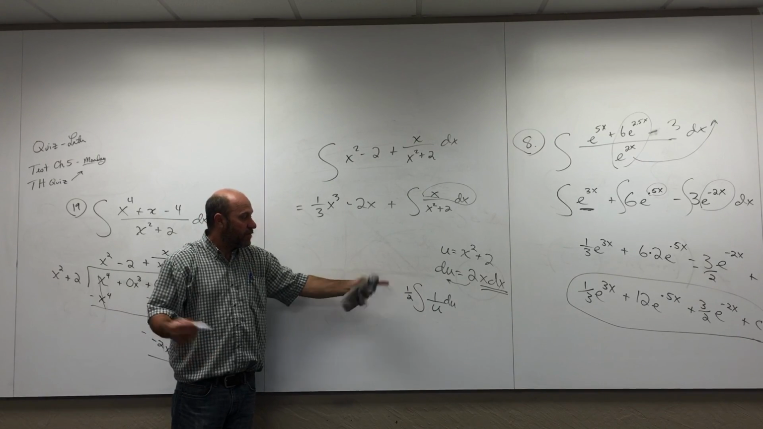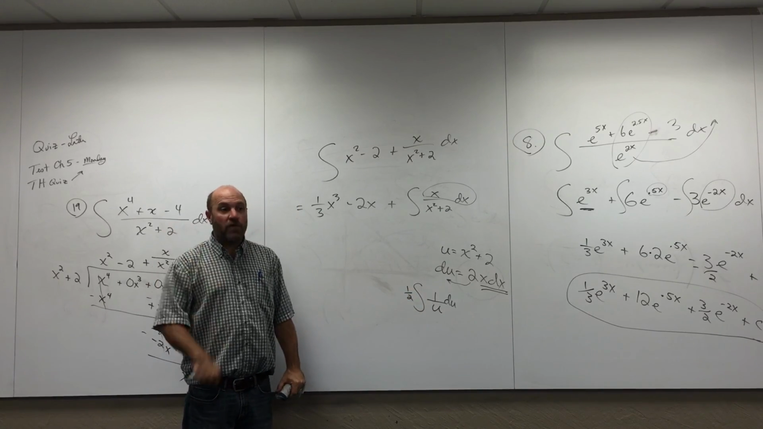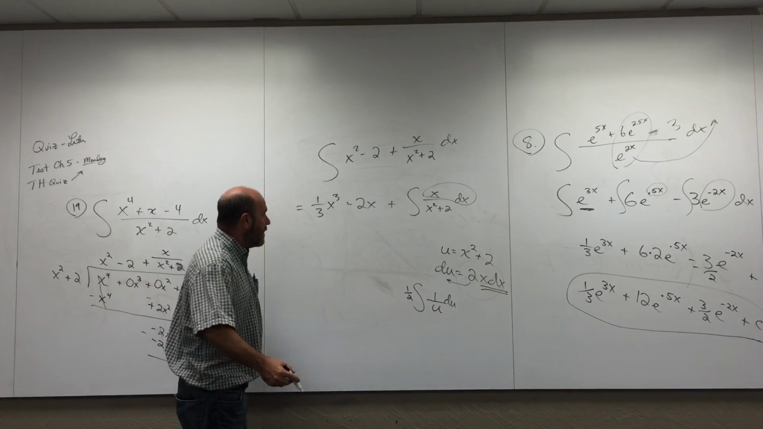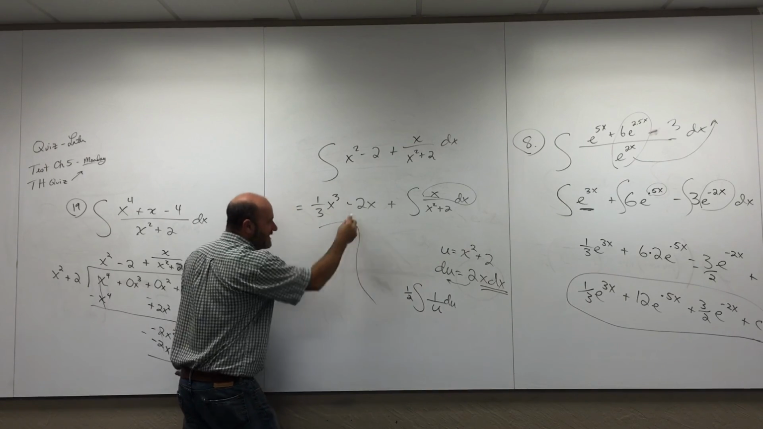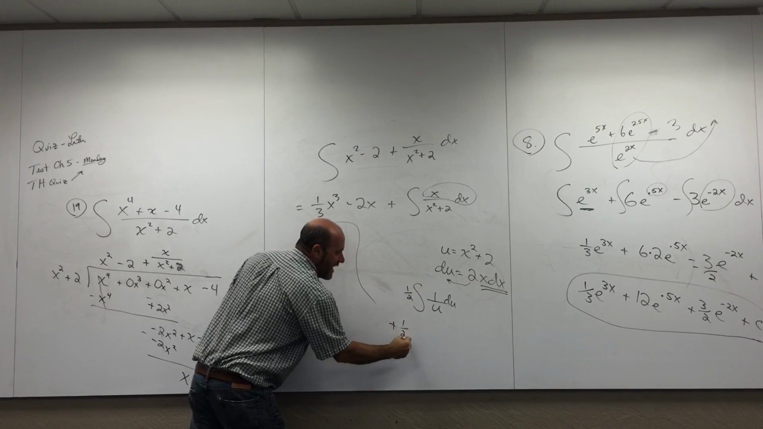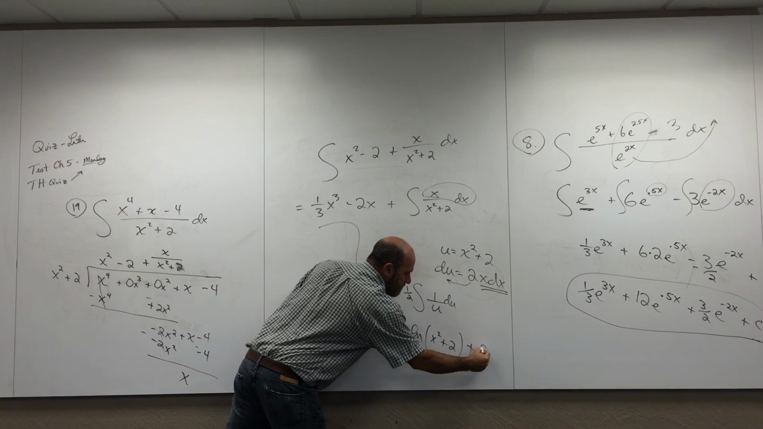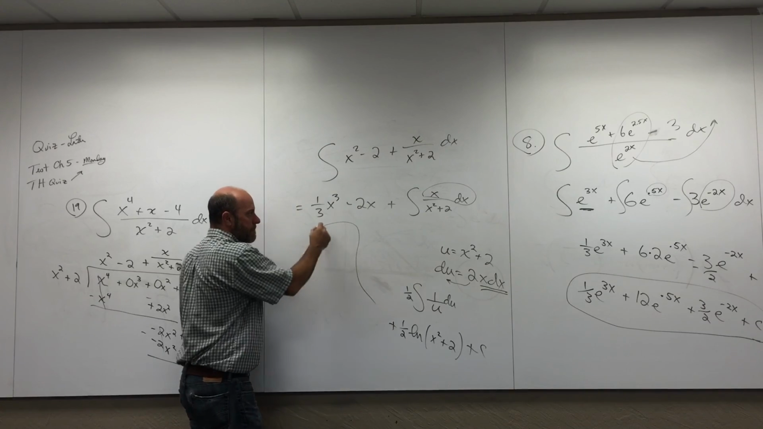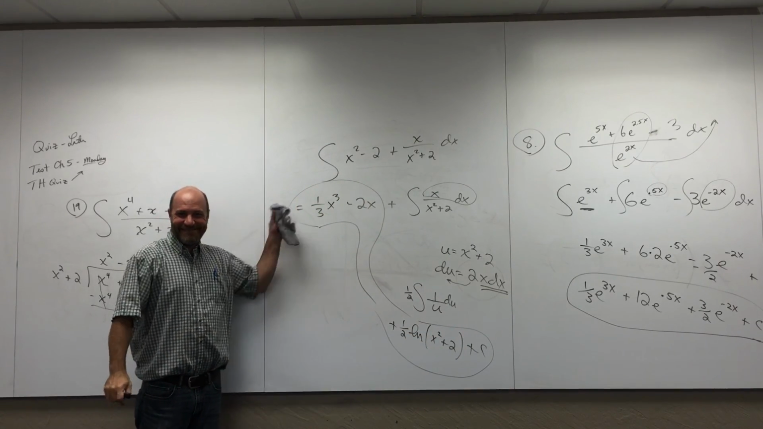Okay, that's good. That's kind of basic medium U-substitution right there. We're done. Does anybody know how to integrate 1 over u? It's the natural log of u with a 1/2 out front. So this problem ends with this stuff plus 1/2 the natural log of x squared plus 2. You can follow this.